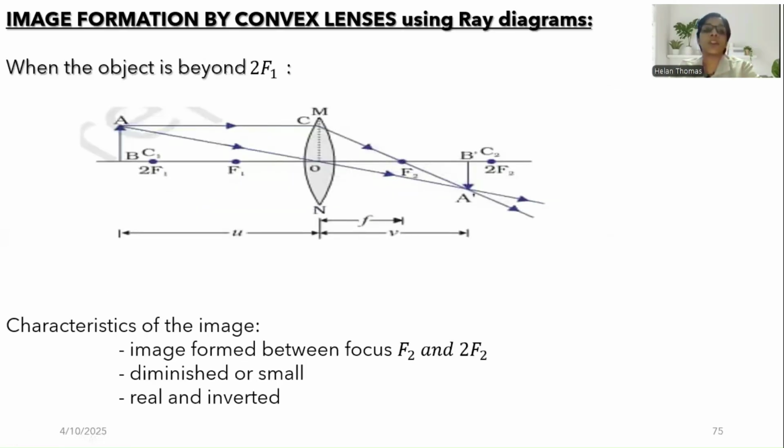Now the second case, when the object is beyond 2f. The parallel ray that hits the convex lens will get refracted and go through the focus, while the ray that goes through the optic center will not suffer any deviation. These two light rays will meet at this particular point where you have your B prime, A prime, or your image. Notice the image is real and inverted. It is formed between the focus and the center of curvature, and it is diminished, a small image. It's real and inverted.